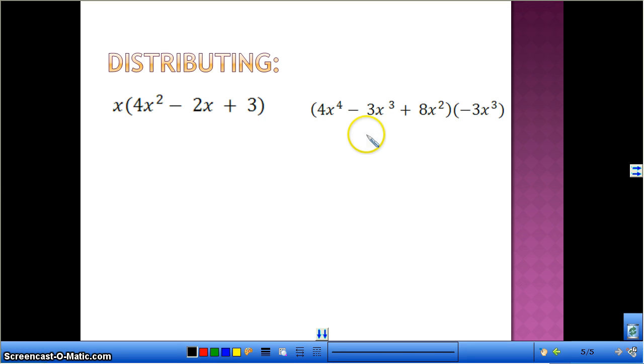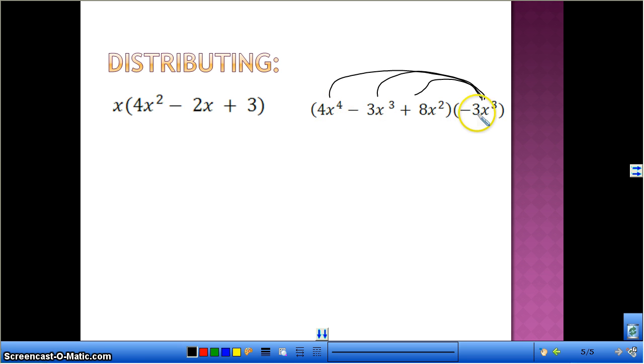So for this one, you're distributing from the back this time. So -3x cubed is what you want to distribute to the trinomial. So you're multiplying -3x cubed all the way through. We'll start all the way down here. We're going to go -3x cubed times 4x to the 4th.